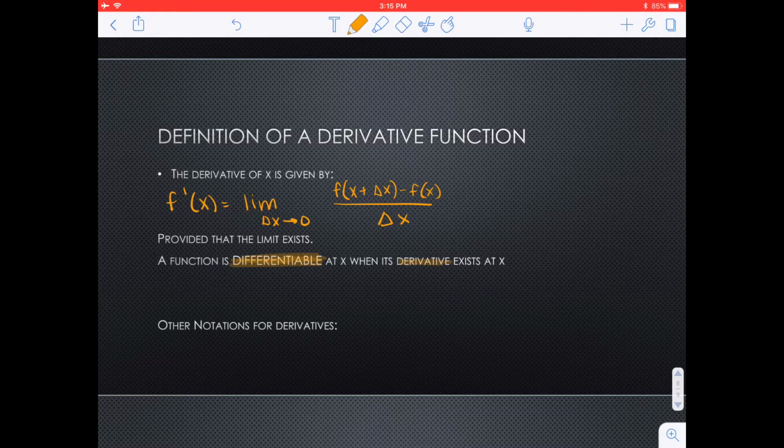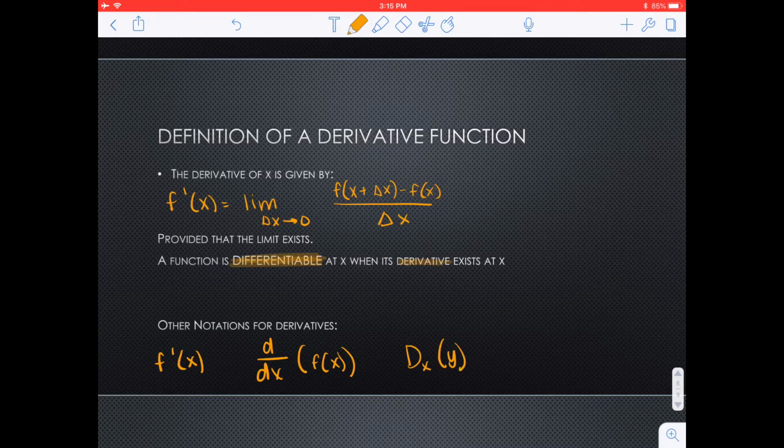And there's actually some different notations for derivatives. So we have this f prime of x. It looks like an apostrophe symbol. We have d over dx of my f of x function. I have this capital D sub x of y.